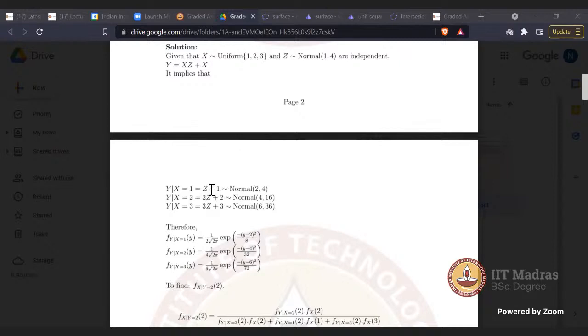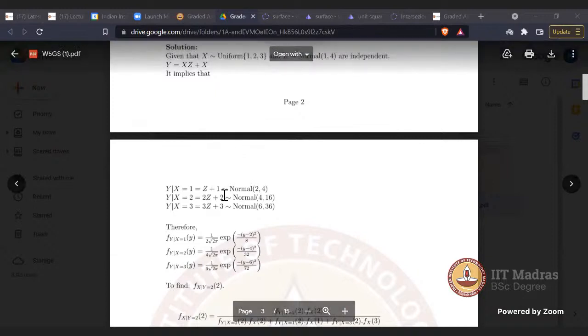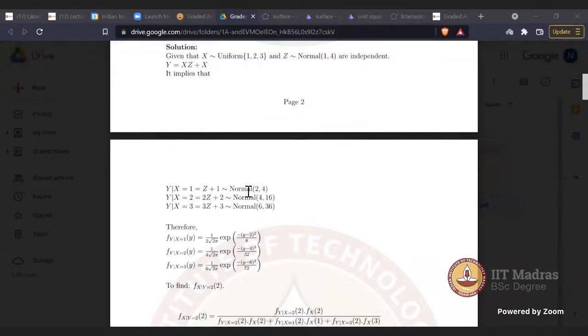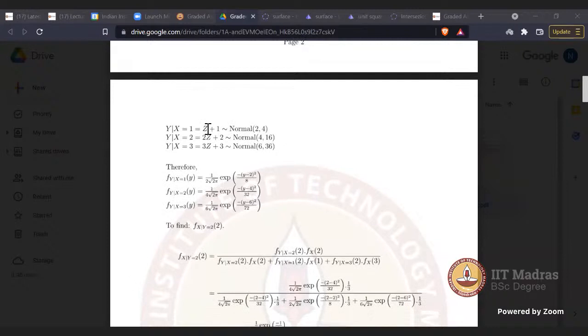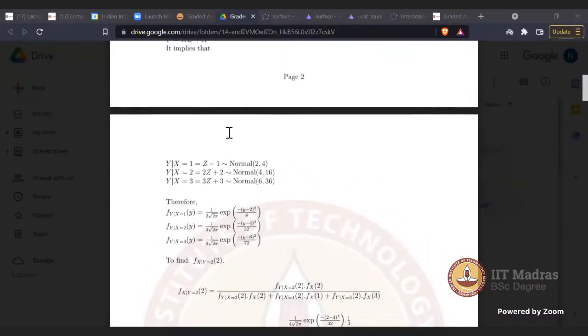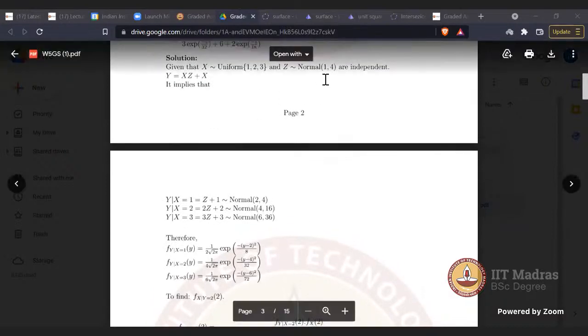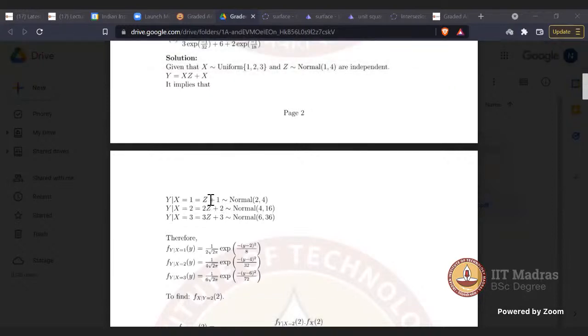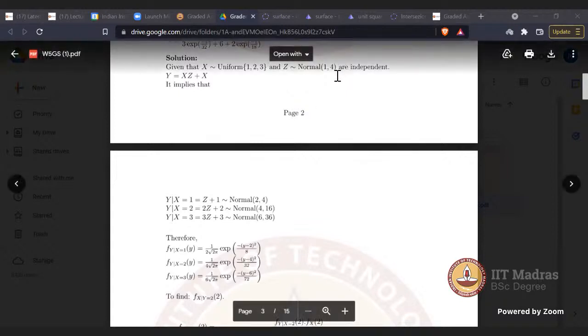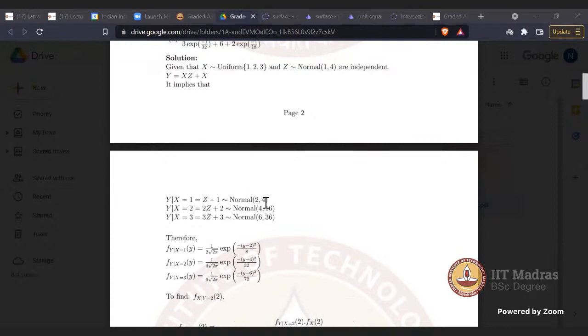Now, let's say I know that the distribution of Z plus 1 is normal. How will you find the expectation of Z plus 1? It is going to be expectation of Z plus 1. What is the expectation of Z? It is given to be 1. So 1 plus 1, 2. And what is the variance of Z plus 1? It is going to be the variance of Z, which is again 4. So the distribution of Z plus 1 is going to be normal 2, 4.